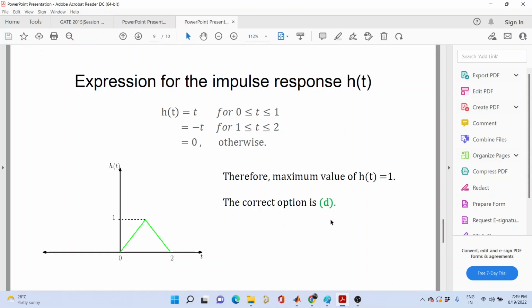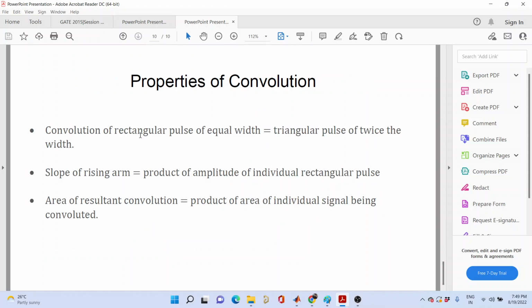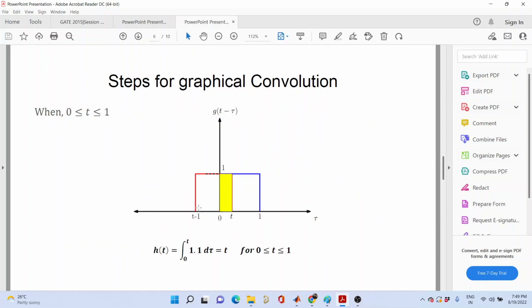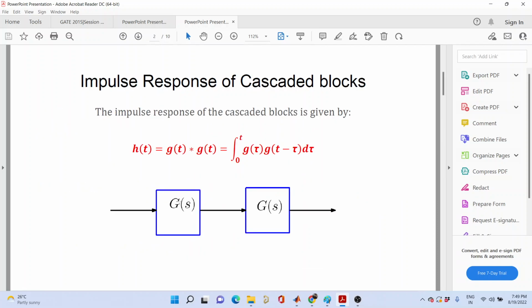But we need not go for all this lengthy procedure for a competitive exam. You have to keep certain properties of convolution in mind. The first property that you have to keep in mind is if we convolve two rectangular pulses of equal width, then what we get is a triangular pulse of twice the width. That is what we have got, right? The width of each of these square signals was unity.